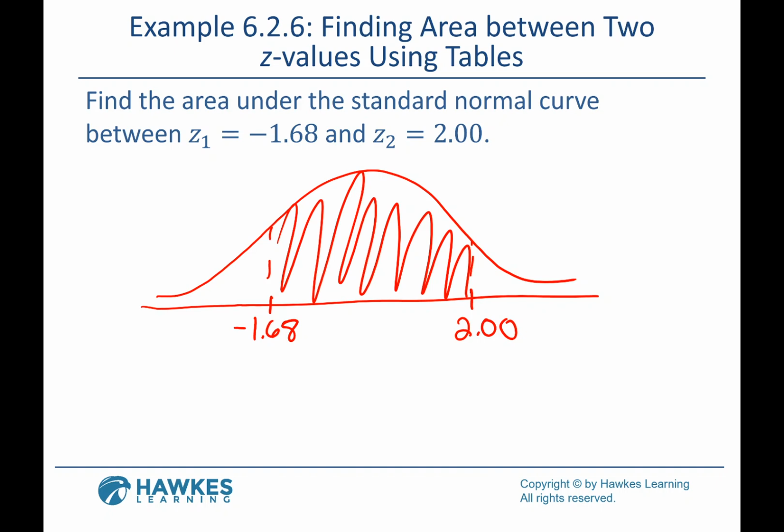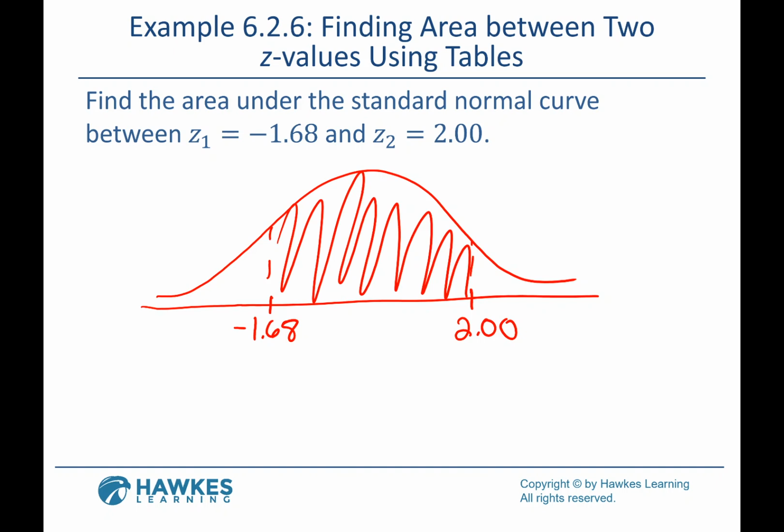How can we do that? So keep in mind our tables give us area to the left. So the idea here is if we look up 2.00, that would give us the area from here all the way off to negative infinity. That's more than we want. We don't want this extra piece on the left. We would call that the left tail. And when you get out to the edges, we call those the tails. So we don't want this piece.